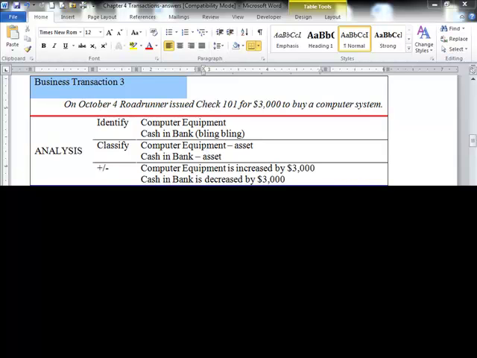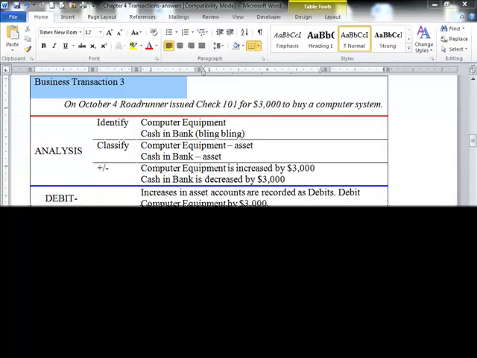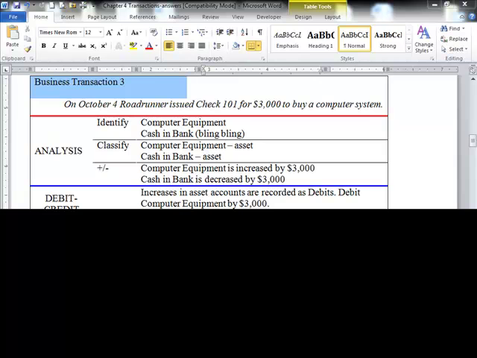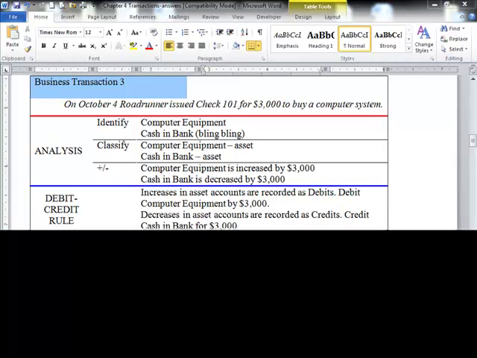Let's talk about the debit and credit rule. And this will be kind of easy because they're both asset accounts. And an increase in an asset, as we described in transactions 1 and 2 here, increases in asset accounts are recorded as debit. Left side, debit computer equipment by $3,000. And on the opposite end of the spectrum, the decreases in asset accounts are recorded on the right side.